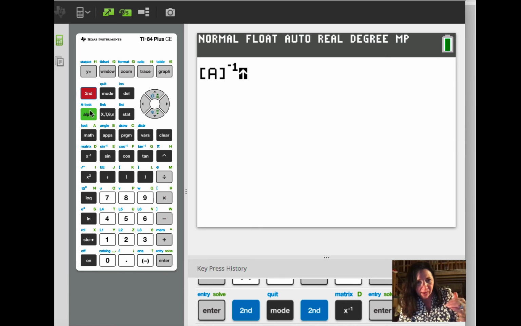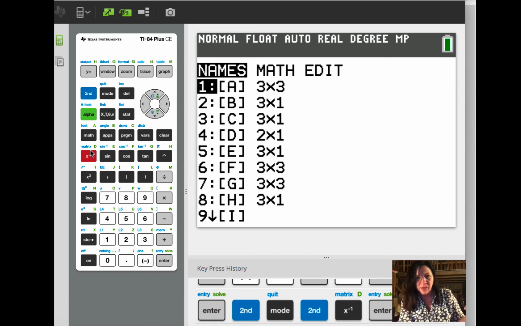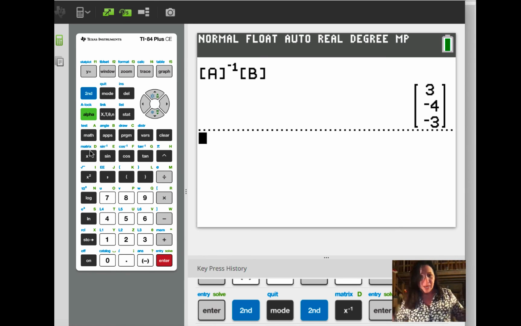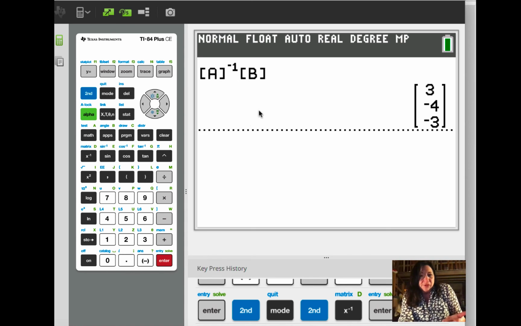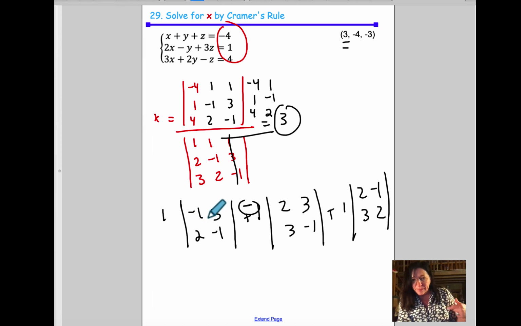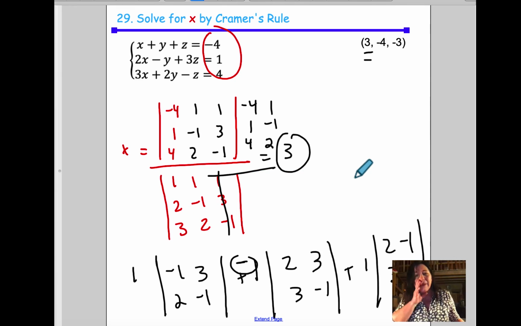And then you're going to go second, matrix. And now I got to roll down to B and enter. This should give me my answer: 3, negative 4, 3. Check. So that's my answer, and I only had to solve for X. So, you know, you're on a time limit. You got to be careful. All right. So we're done with that. That's awesome. Check. We got that. Okay, next problem.